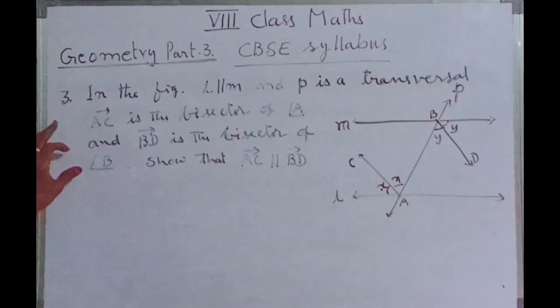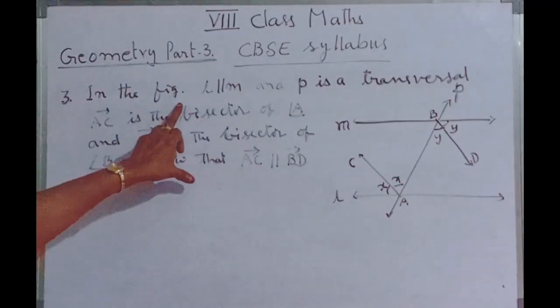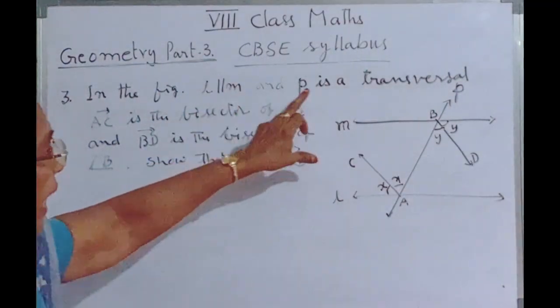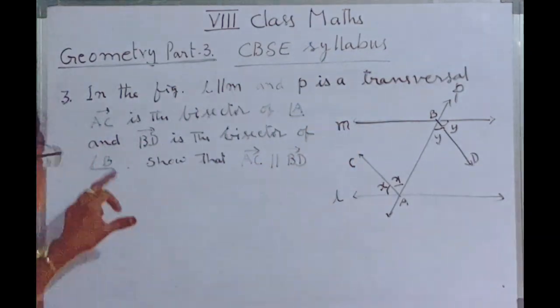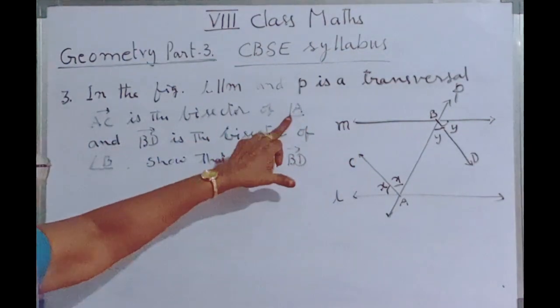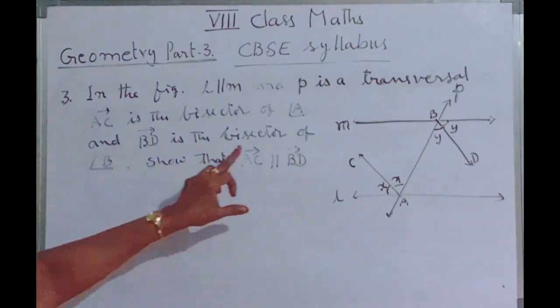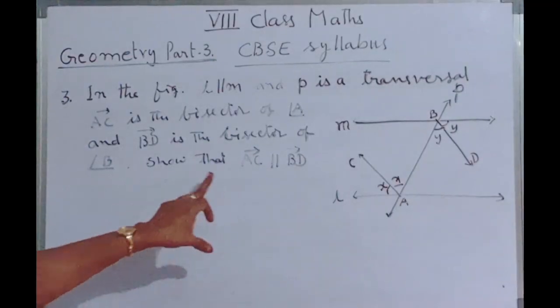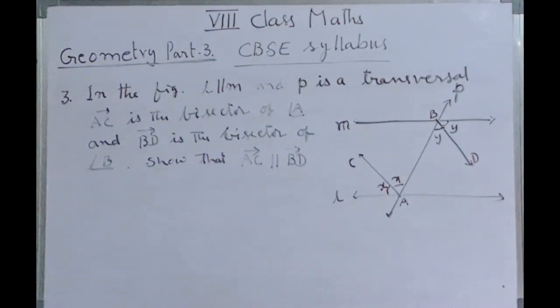That's all. Next problem, look. In the figure L is parallel to M and P is a transversal. AC is the bisector of angle A and BD is the bisector of angle B. Show that AC is parallel to BD.